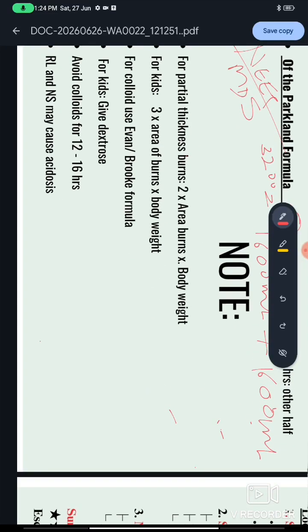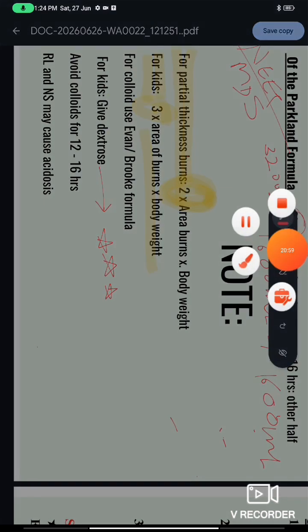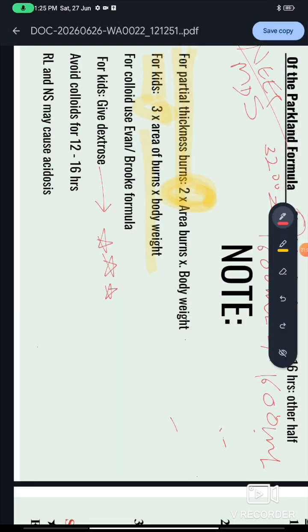Now note, this is again very important. For partial thickness burns and for children, the Parkland formula is modified. So the 4 is replaced by 2 into surface area into body weight. And for children, it is 3 into surface area into body weight. For children, another very important thing is you have to give dextrose. So in case of children, you always have to give dextrose.